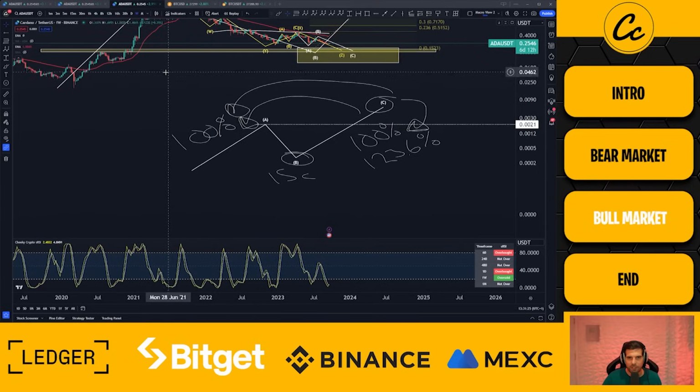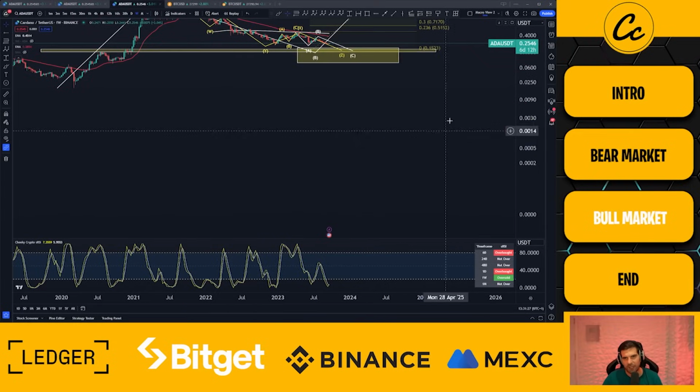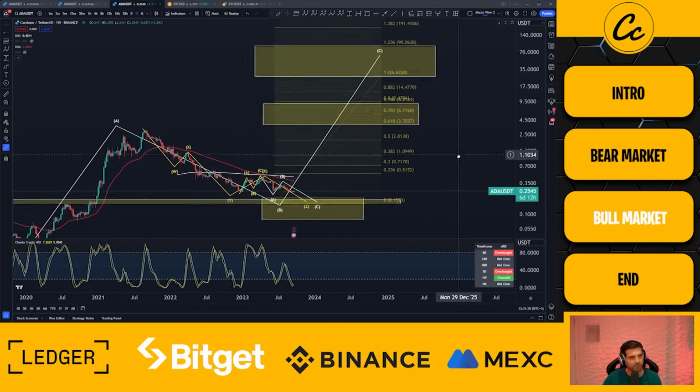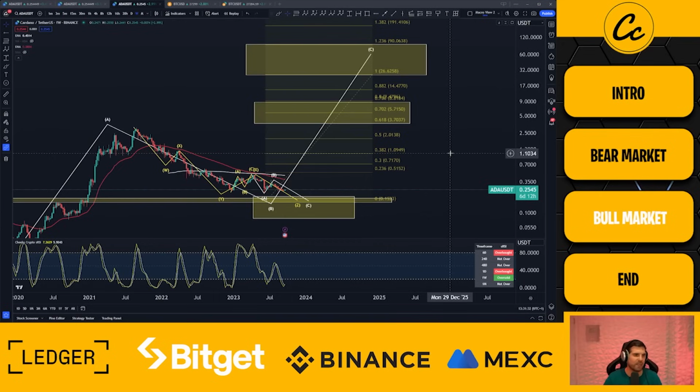In fact, I'm going to get rid of this because we don't need it anymore, and it's just going to clutter up the chart. So where does that C wave go in the next bull market? Well, we've got a couple of interesting things. On the 1 to the 123.6%, it would put the price of ADA between $26.62 and $90.06.